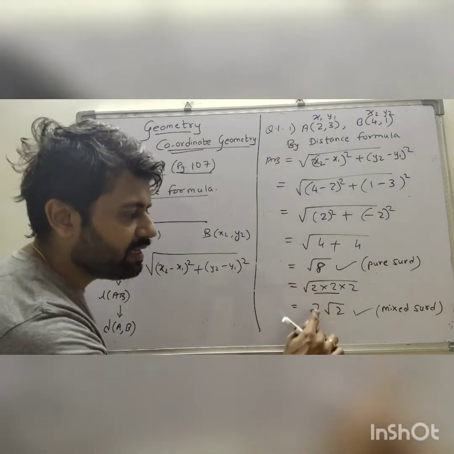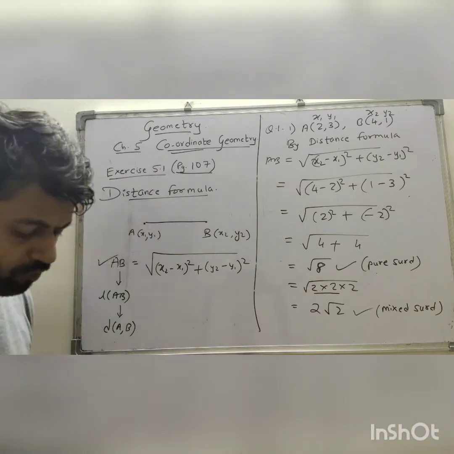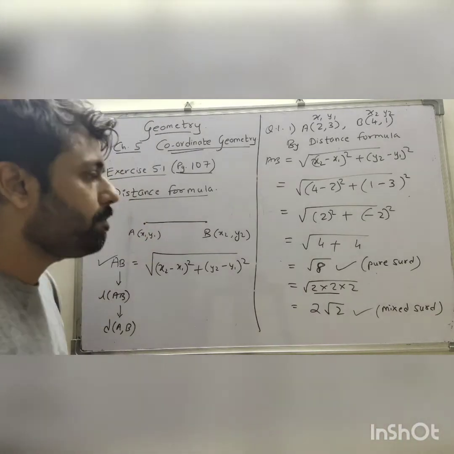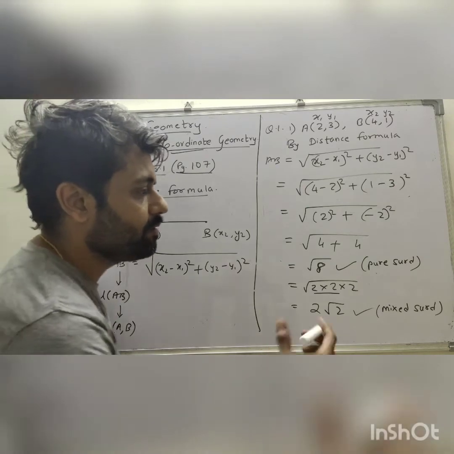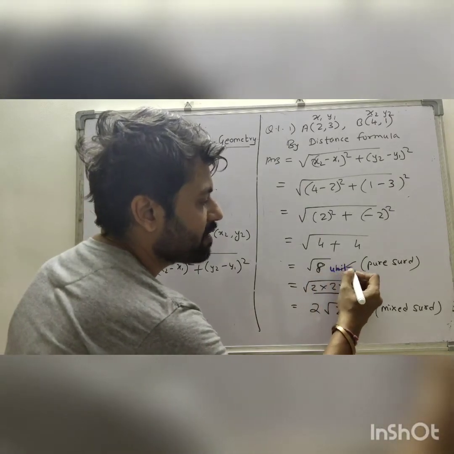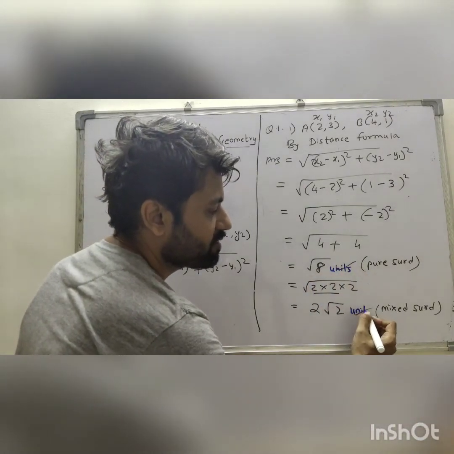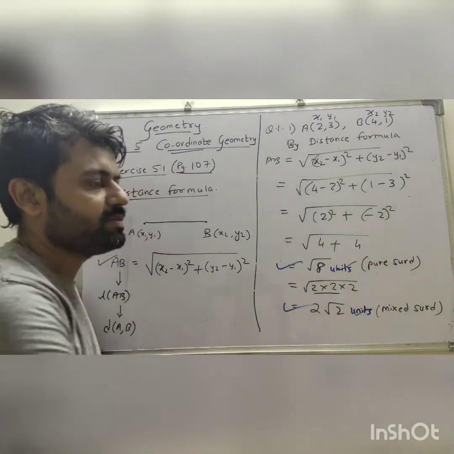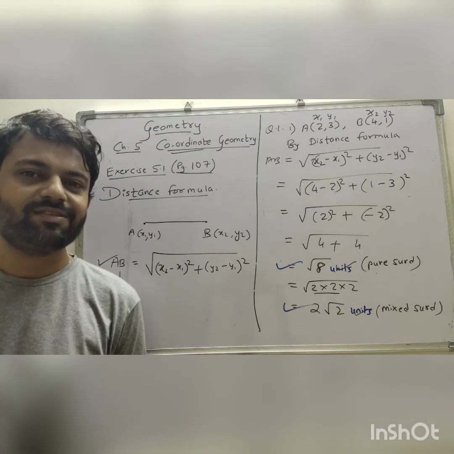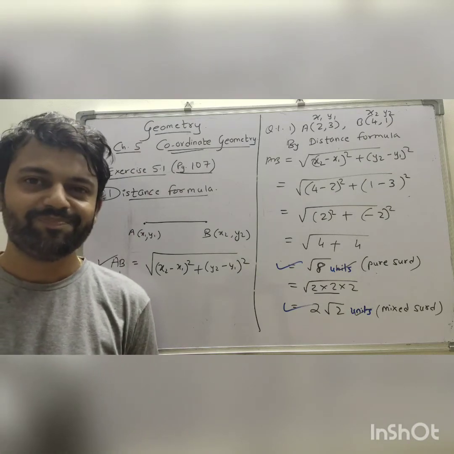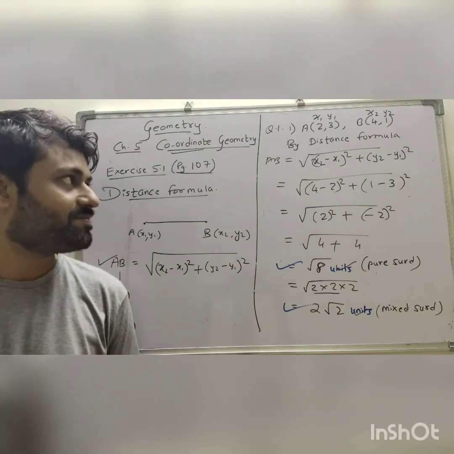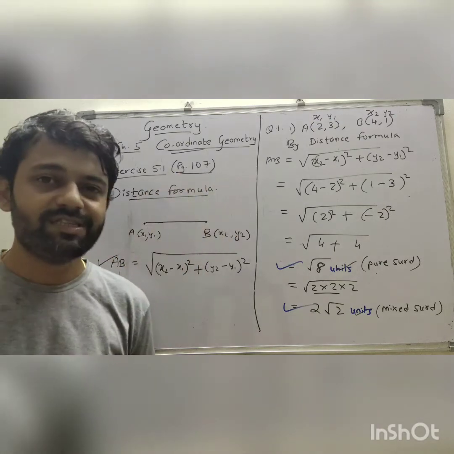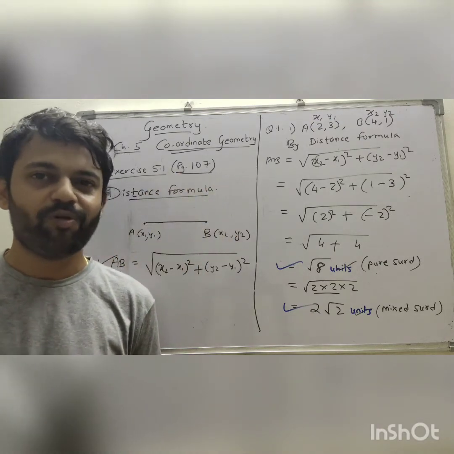ये भी आंसर राइट है, ये भी आंसर राइट है. And if you want you can also write units after the answer. Remember both the answers are right. This is pure surd, this is mixed surd. So we have seen the solution of the first sum from exercise 5.1. Remember the question says find the distance between the 2 points.